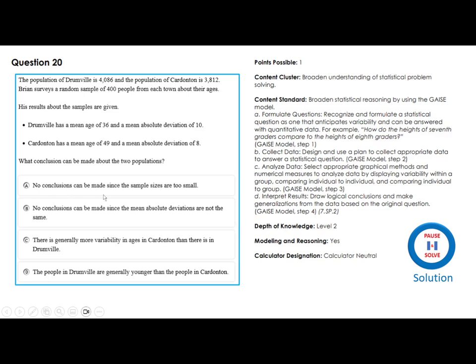A. No conclusion can be made since the sample sizes are too small. Actually, 400 is not too small. It's a reasonable sample size, so that's not a correct answer. B. No conclusion can be made since the mean absolute deviations are not the same. These have nothing to do with each other, so that's also not a correct answer.